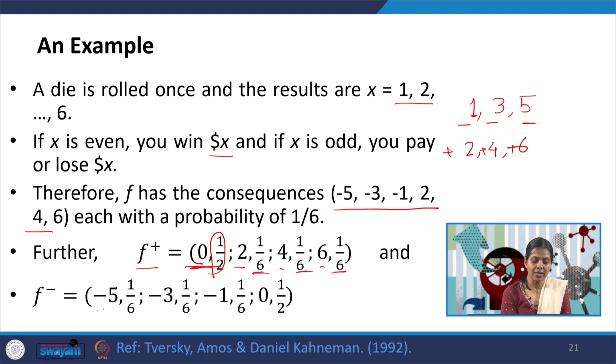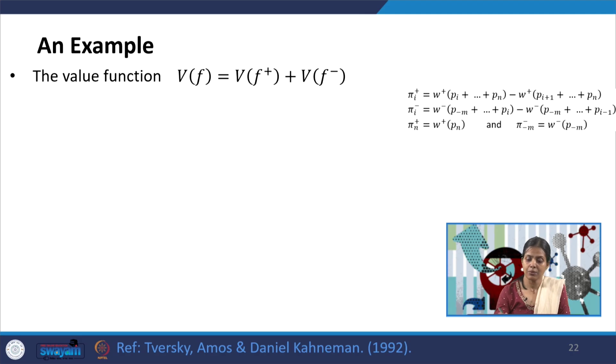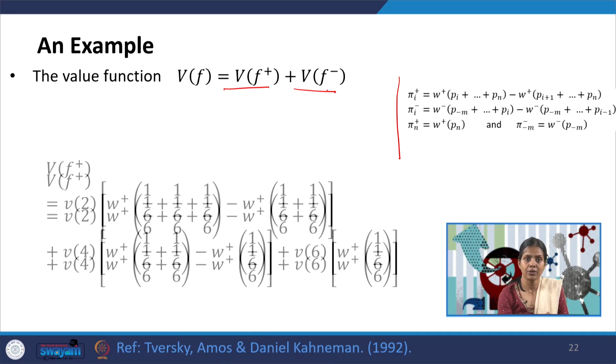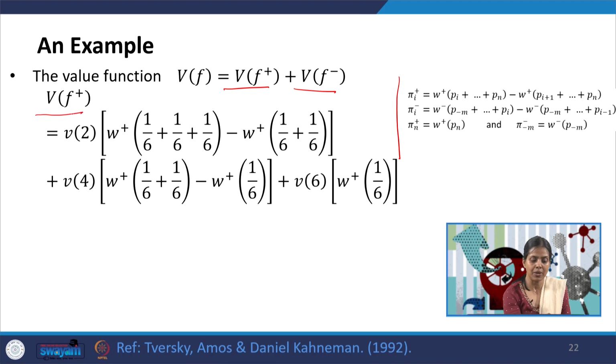Similarly, f minus makes it -5 with 1 by 6, -3 with 1 by 6, -1 with 1 by 6, and 0 with 1 by 2. Now, the value function: I have actually reproduced the functional forms of the decision weights, so that we can compare them while calculating them. So, the value function again has two components. First we look at Vf plus. Since it is arranged in ascending order, we will first have V2.